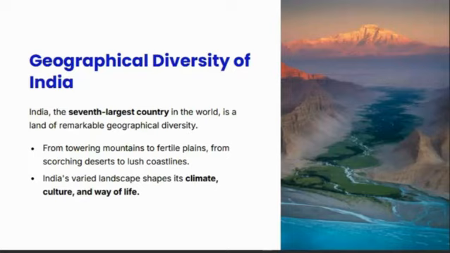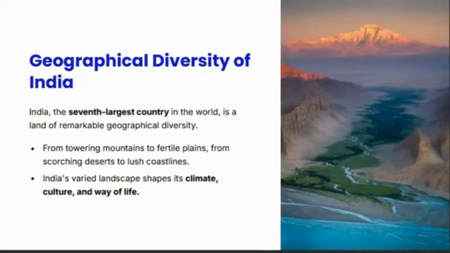India is the 7th largest country in the world. It is known for its remarkable geography. From towering mountains to fertile plains, from scorching deserts to lush coastlines, this is our India.